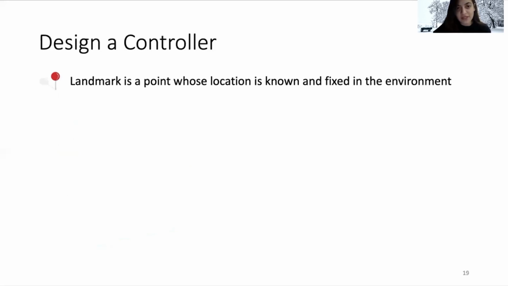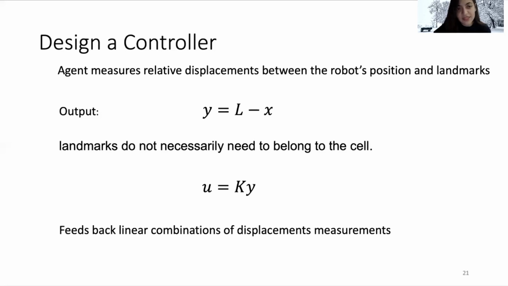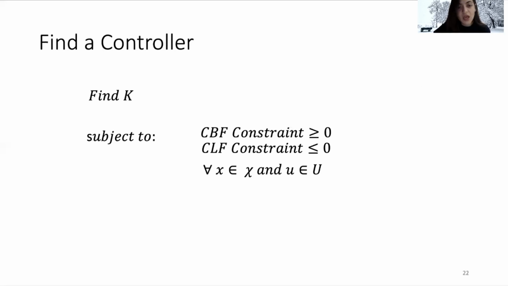We assume we have a set of points in the environment whose positions we know and are fixed, and we assume the agent can measure the relative displacement between its position and the landmarks. We define a controller that feeds back linear combinations of the displacement measurements, and we aim to find a control gain, which is k. So we want to find a controller gain that satisfies the CBF constraints and CLF constraints for every point in the cell.